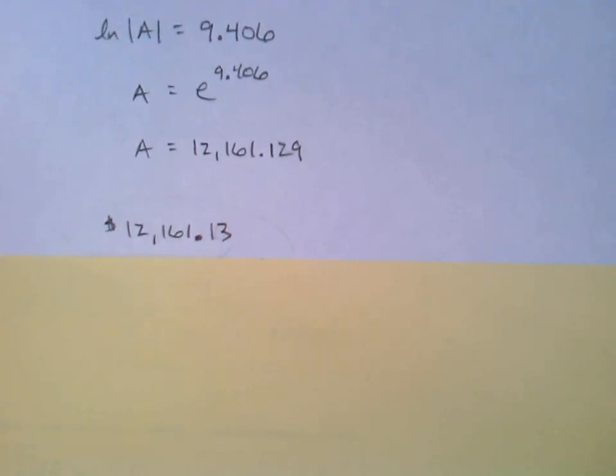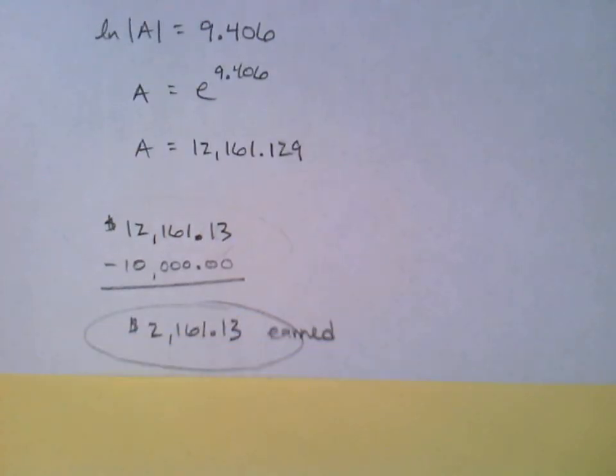Turns out that's not exactly what they asked. They asked how much did the CD earn, implying interest. Just how much interest did it earn? So we need to subtract the original 10,000. $2,161.13 is how much it earned.